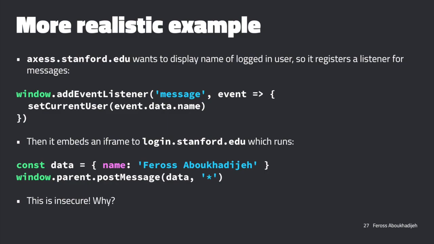So in order to do this communication, we're going to use postMessage. Here's how you might do that. You might have access listen for a message, and it's expecting to be told the username in that message. Then it's going to embed an iframe to login.stanford.edu. The first thing that iframe is going to do is post a message to its parent. The parent would be the window that included this iframe, so in this example, the parent would be access. Then that event is going to fire, and we're going to be able to read this name object here.